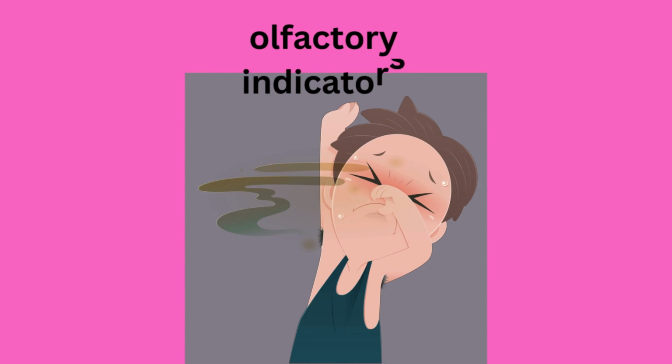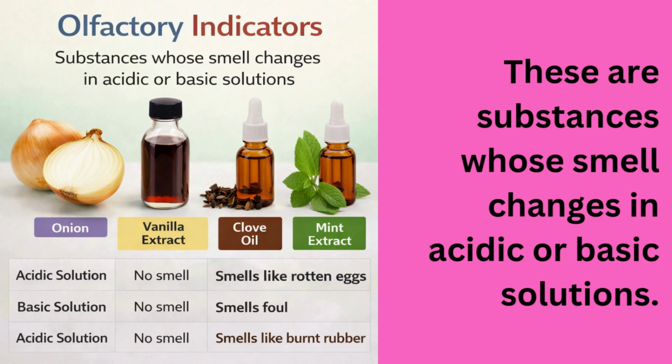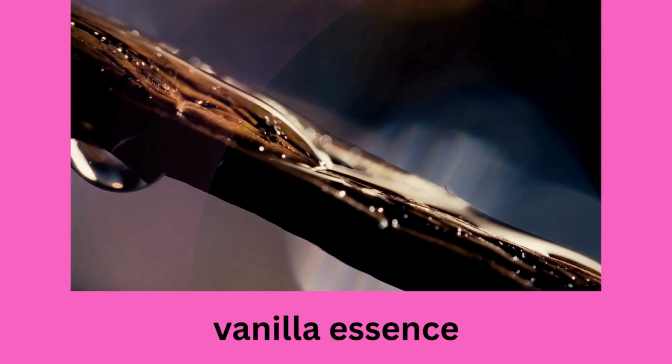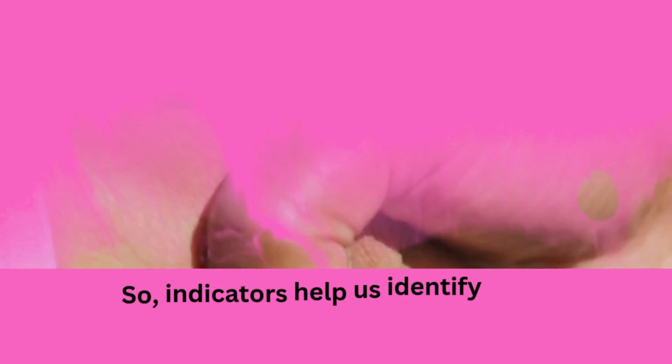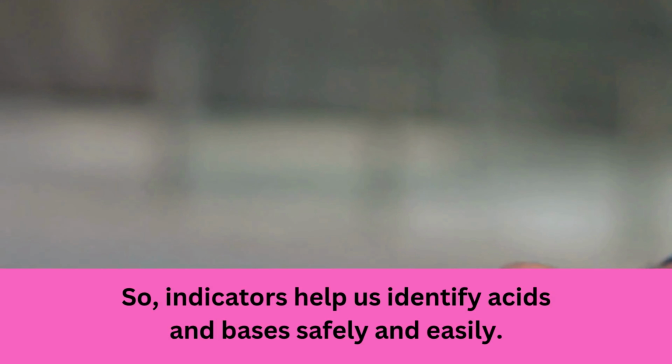Now let us also talk about olfactory indicators. These are substances whose smell changes in acidic or basic solutions. Examples include onion, clove oil, and vanilla essence. So, indicators help us identify acids and bases safely and easily.